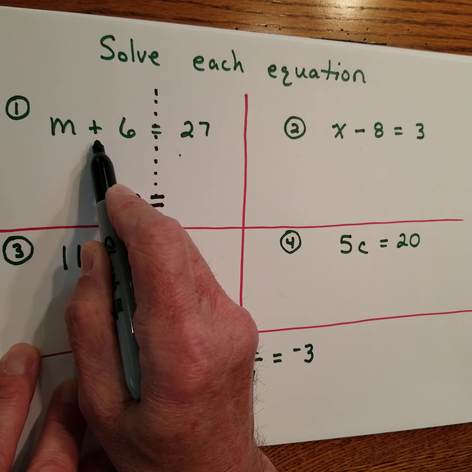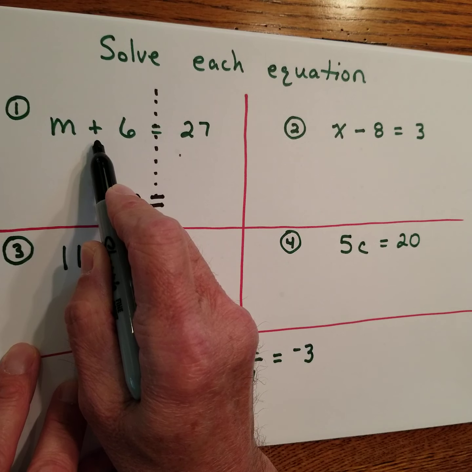Let's try the same game on number 2. Think of the equal sign as a fence. I can do anything I want on one side of the fence, so long as I do the same thing on the other side of the fence. What I'm looking for is a number that I can subtract 8 from and end up with 3. I know that I'm finished when I have x by itself on its side of the fence. To get x by itself, this 8 has to leave. The 8 is being subtracted.